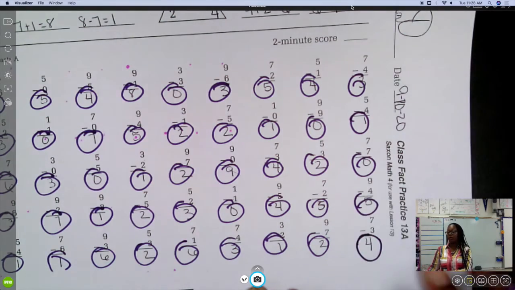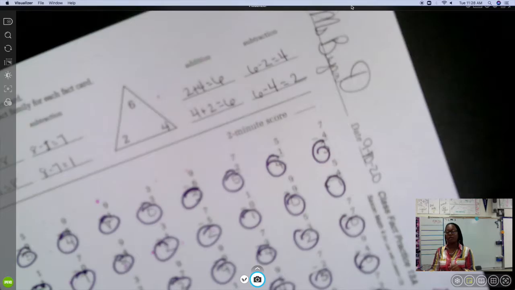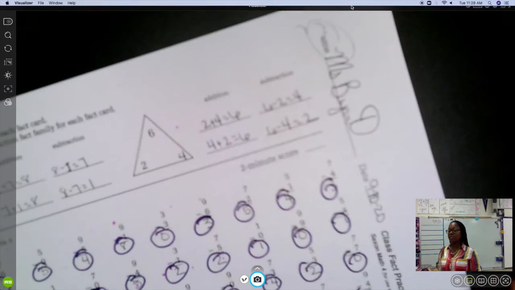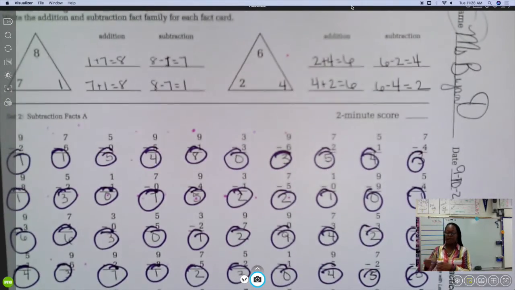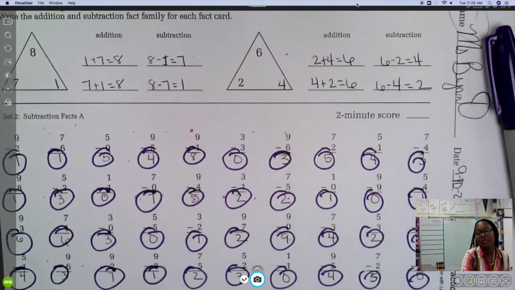All right, that wraps up our facts. You guys have the answers in front and back done. Please put it back in your Thursday folder to help keep them all together. Thank you guys. Have a great rest of the learning day.